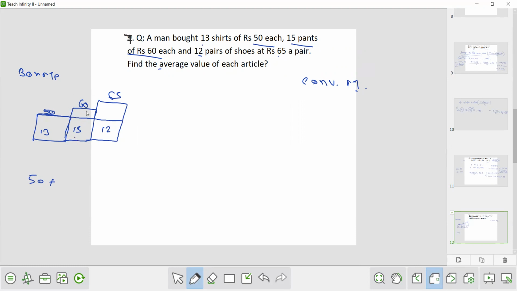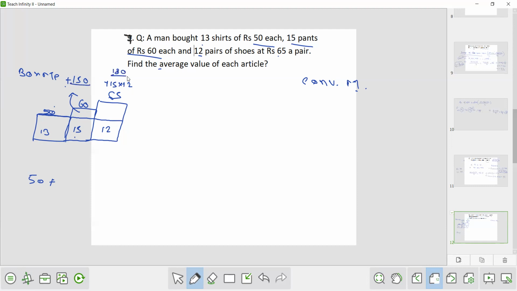So there are 15 quantity. So each will be 10 more. So it will become plus 10 into 15, plus 150. Here how much is more? So each quantity is 15 more than the average, because we have considered average as 50 and this is 65. So it will become plus 15 into 12. Now how to calculate plus 15 into 12? So 15 into 2 is 30, 30 into 6 is 180. So it will be 180.